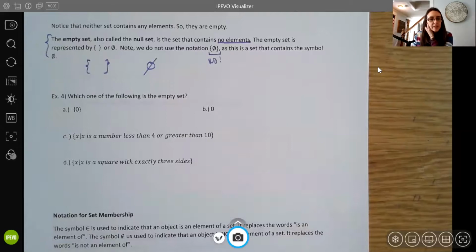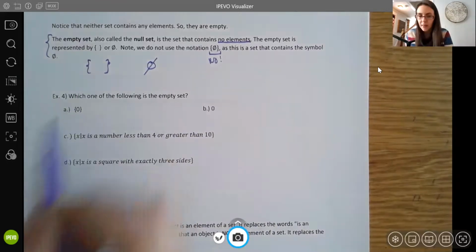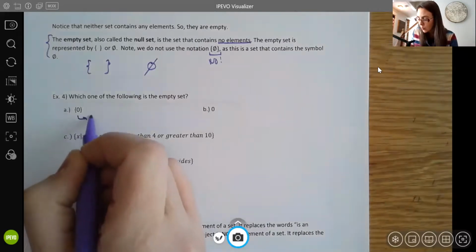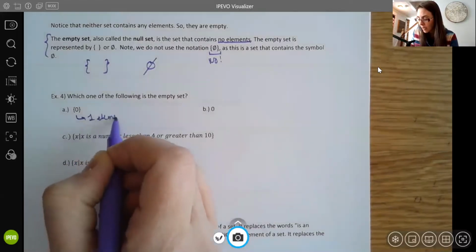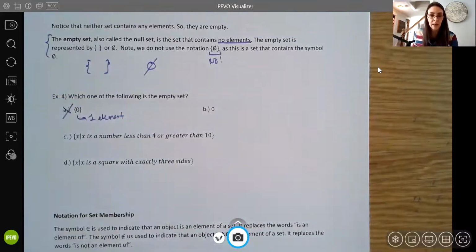So which of the following is considered the empty set? So the first example I have is the set that contains the number 0. This is not empty. The number 0 is not empty. 0 is a number, it's an element. So this has one element, right? It has the number 0. So it is not empty. This is not the empty set.